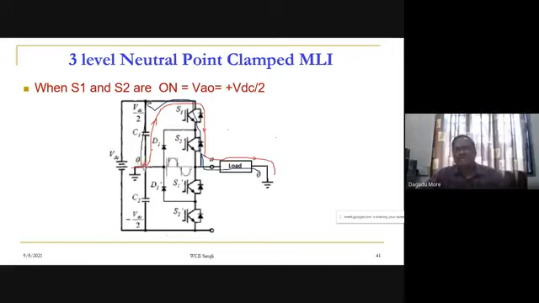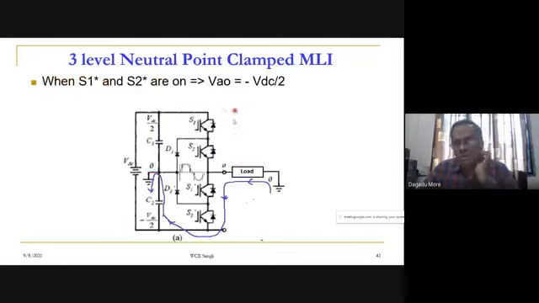So this is the case when our switches S1 and S2 are on. When S1 and S2 are on, it means that S1 star and S2 star are off. So these clamping diodes will not take part at all in this case. So this is the one level, when S1 and S2 are on.